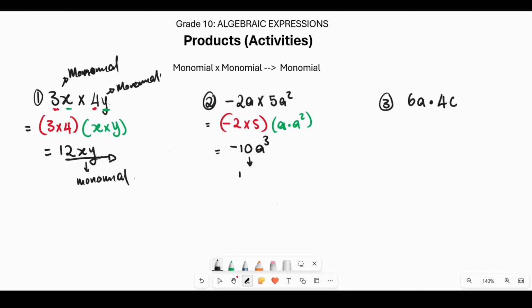So check here. The result here is a monomial, and the initial terms were a monomial, and also this one, it was what? It was a monomial, and the whole expression is also a monomial due to what? Due to this multiplication sign. I will keep on emphasizing that. So let's go on to the next one.